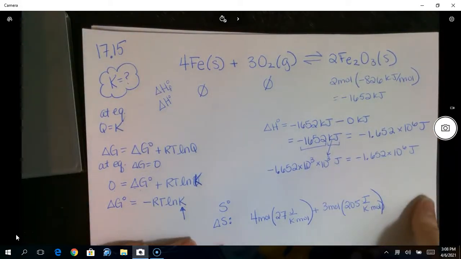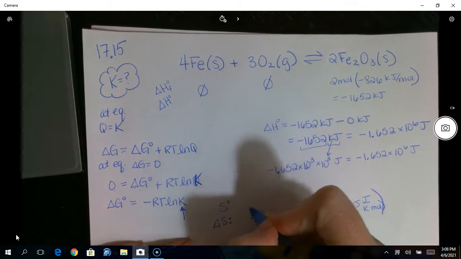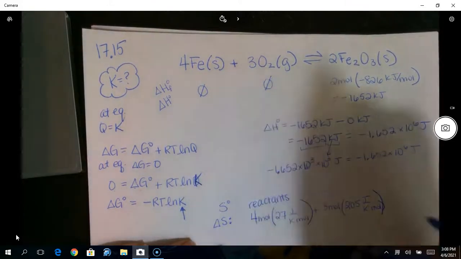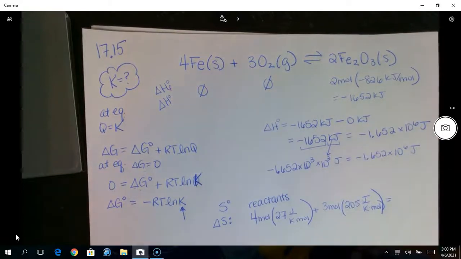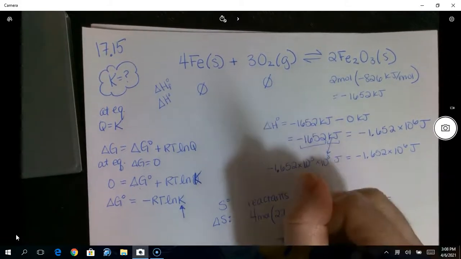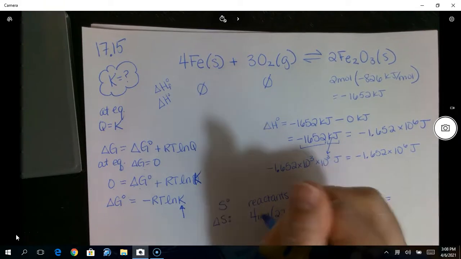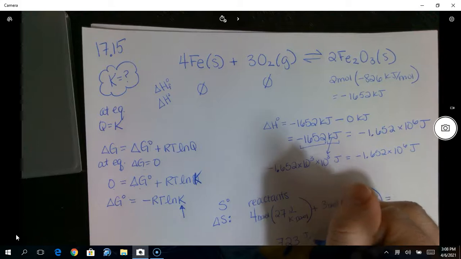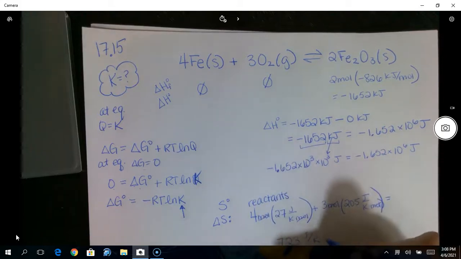I don't have room to write my products, so I'm just going to write that these are my reactants so I don't get confused. So this is 4 times 27 plus 3 times 205. This is 723. Are my moles canceled? And this is joules per Kelvin. This is for reactants.